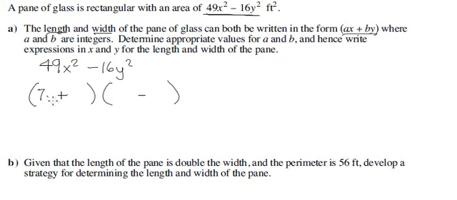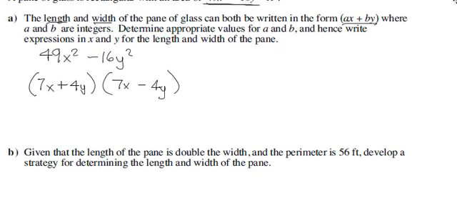49x squared would have come from 7x times 7x. 16y squared comes from 4y times 4y. And there we go. These are the length and width. I'm not sure which one is which.